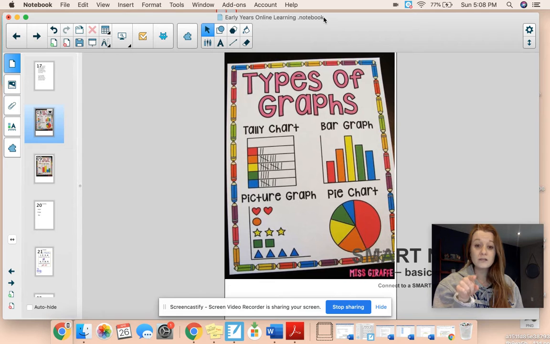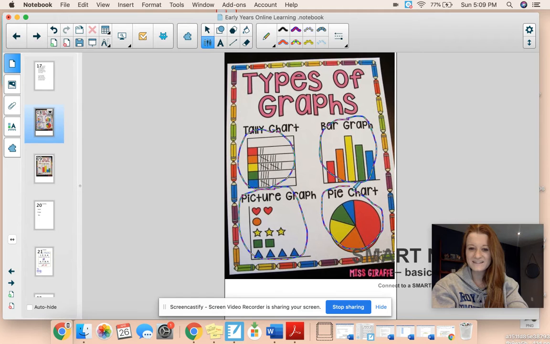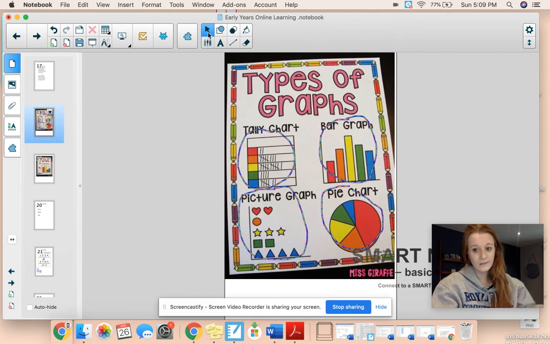So take a look at your screen and you will see the different types of graphs that you are going to see throughout this unit. So we have tally charts, which I just did a little mini lesson for you. You will see later on in the week. That's the one that we're focusing on this week. We have bar graphs. We have picture graphs. Those are really fun. And we have pie charts because it kind of looks like a pie, right? So let's just talk about what each one is quickly, okay?